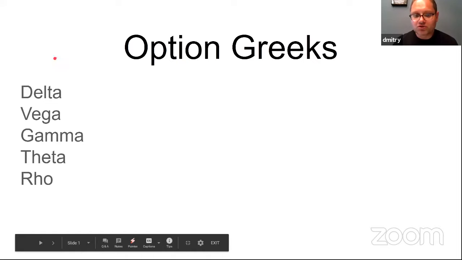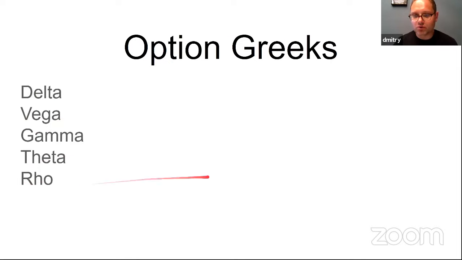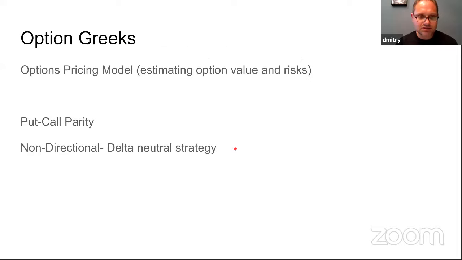So what we're going to do is talk about the option Greeks: the delta, the Vega, the gamma, the theta, and the Rho today. I'm going to go to the next slide. When we talk about option Greeks, they come from an options pricing model. Another question I get is, how exact are these? How exact are the deltas?